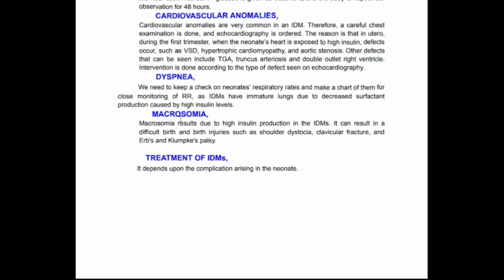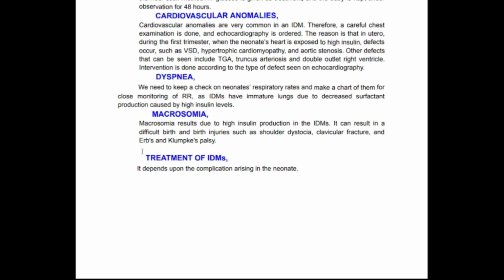The other complication is macrosomia, which is again due to high insulin production in the IDMs. It can result in birth defects and birth injuries like shoulder dystocia, clavicular fracture, Erb's palsy, and Klumpke's palsy. So now we have covered these four complications.